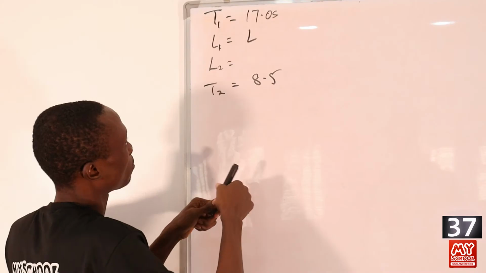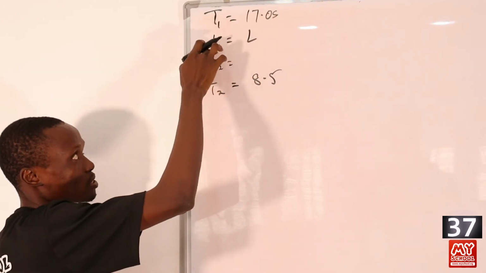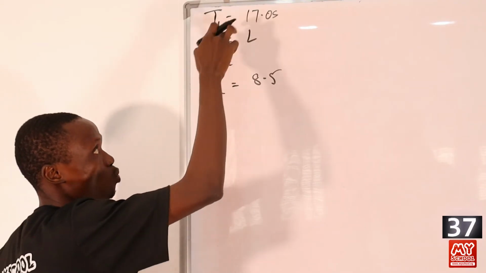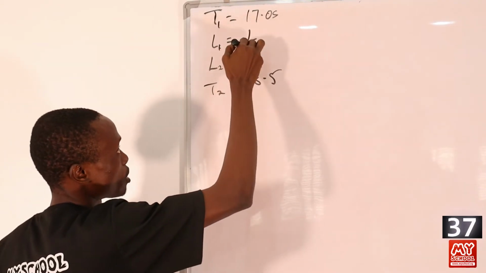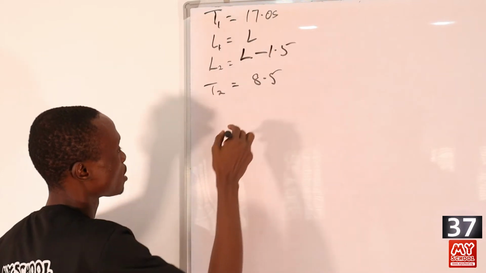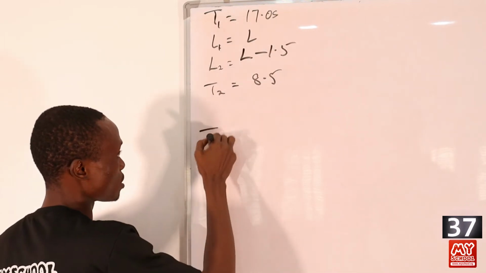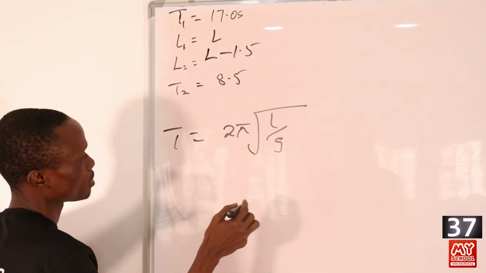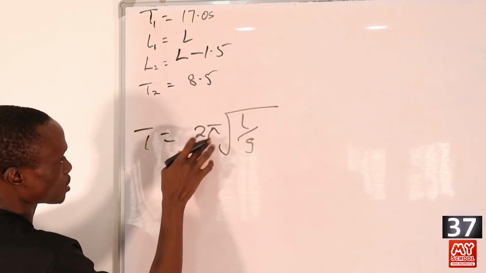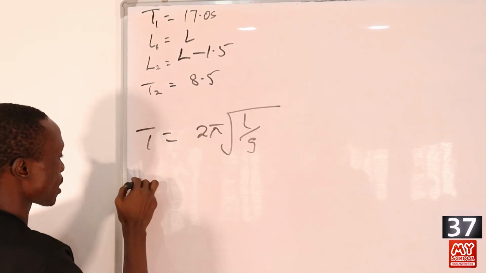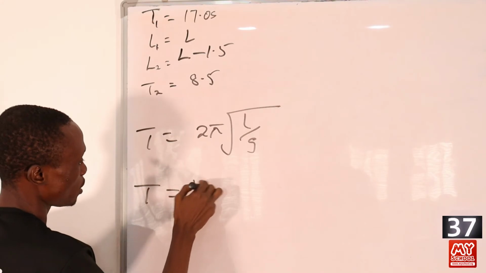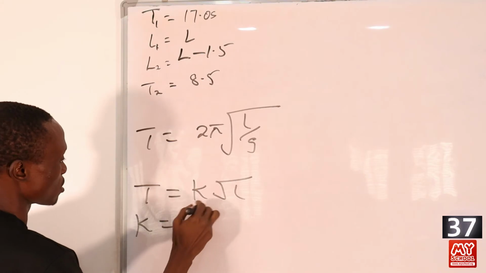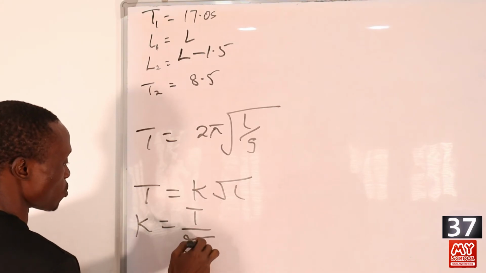So this is the original length. We call the original length L1 and say let it be L. We are told that L2, which is the original length shortened, will be L minus 1.5. But remember that the period of a pendulum T is given as 2π times the square root of L over g. All these terms become constant, so we keep them as a constant k, so that T is equal to k root L. If we make k the subject of the formula, we'll have k equal to T over root L.